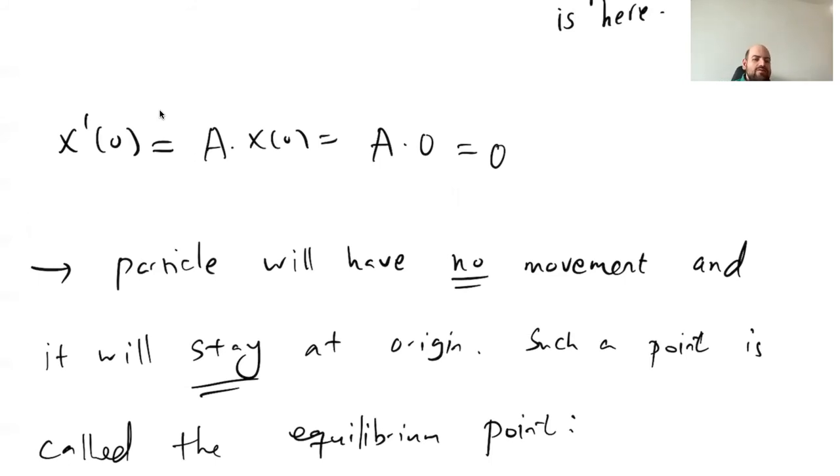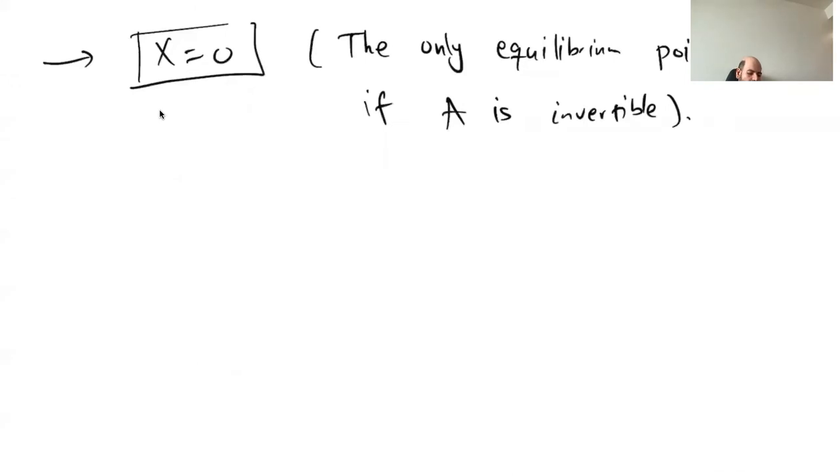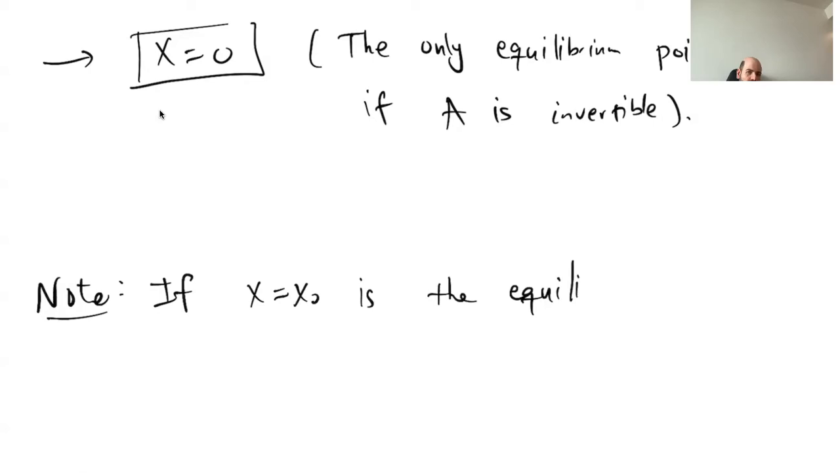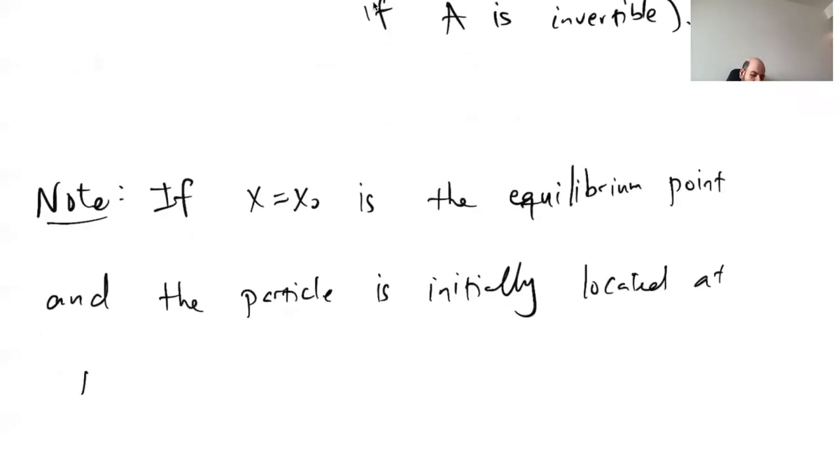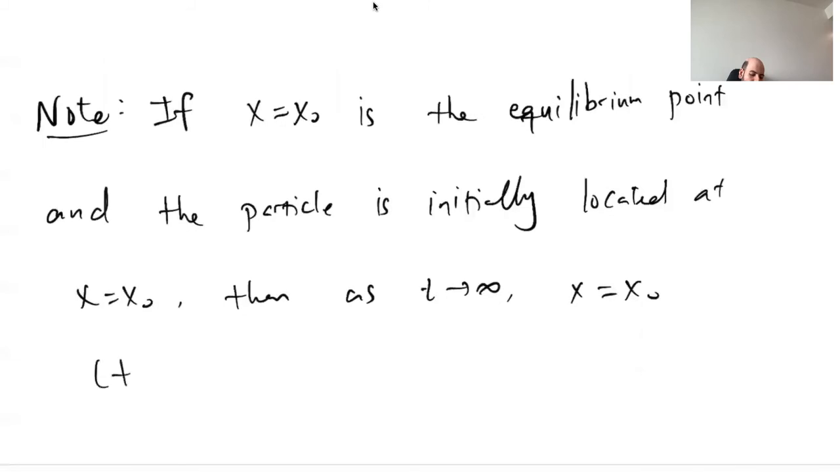So at equilibrium point, as t goes to infinity, note that if x equals x0 is the equilibrium point, and the particle is initially located at x equals x0, then as t goes to infinity, x will be still x0. The particle stays at that point.